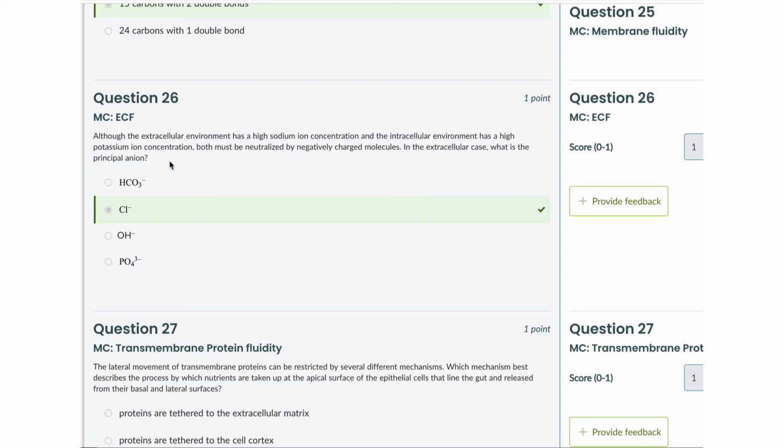What is a principal anion in the extracellular fluid that offsets sodium ions? It's chloride ions. Chloride ions are in high concentration outside of cells.